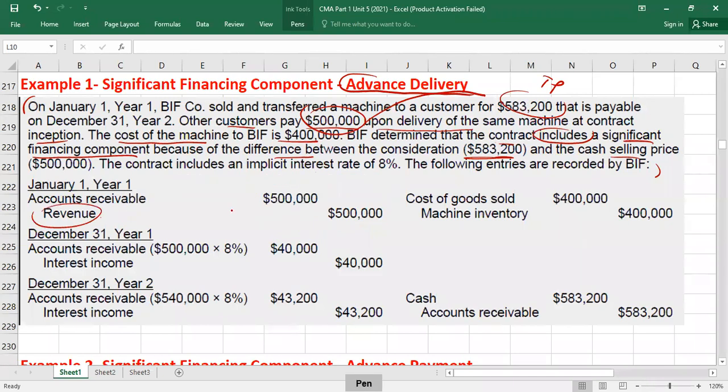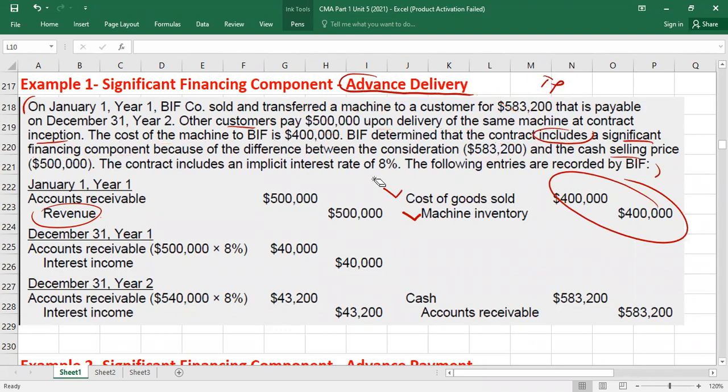And it is the rule of accounting: when you book the revenue, at the same time you have to book the cost of goods sold also. So what entry will you pass for the cost of goods sold? You will debit the cost of goods sold and credit the machine inventory with the cost information. Cost was 400,000. Understood? These two entries you will pass at the time of sale, the delivery of the item.